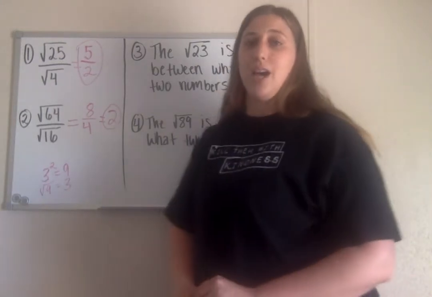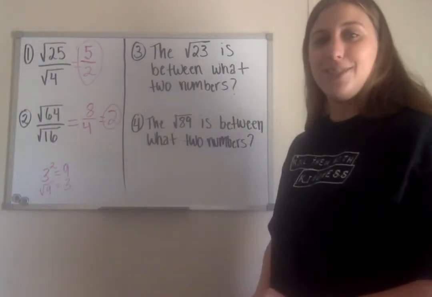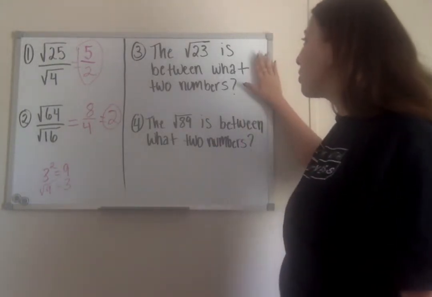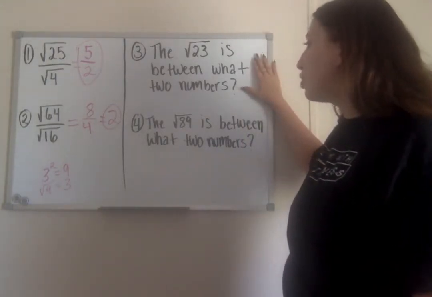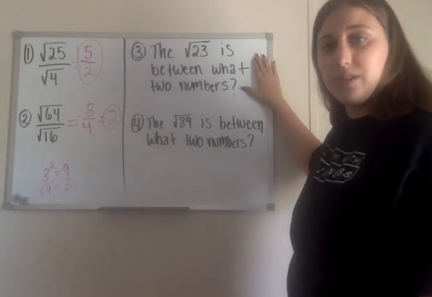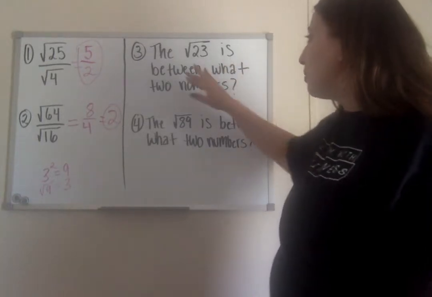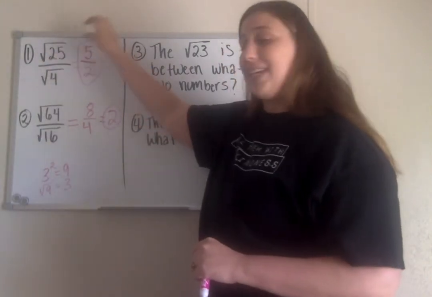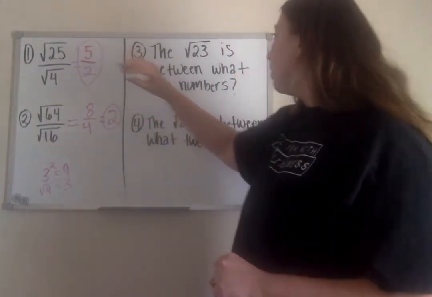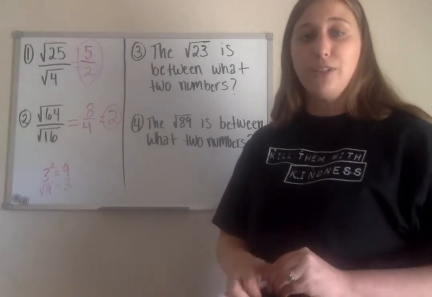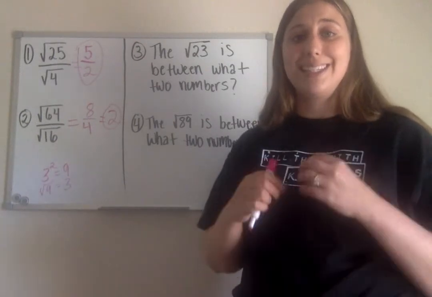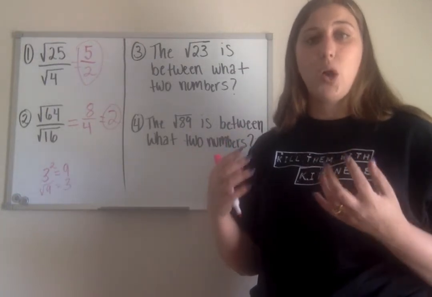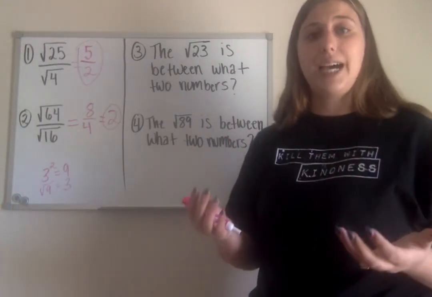Now for the other type of questions when simplifying square roots. Number 3 is asking: the square root of 23 is between what 2 numbers? Just like we knew the square root of 25 is 5, the square root of 23 is not a perfect square. We don't know its exact value off the top of our head. So we're trying to figure out what 2 numbers it lies between.